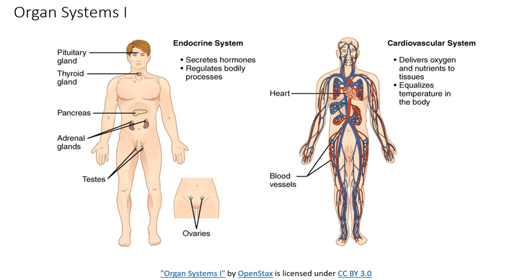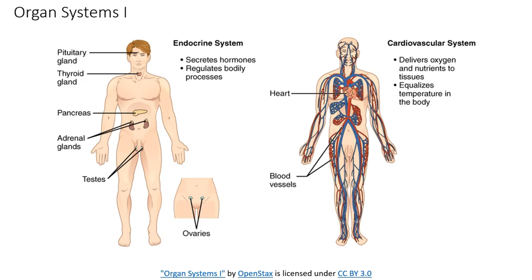So the pituitary gland, thyroid gland, pancreas, adrenal glands, testes, and ovaries, depending on genetic makeup, are all going to be part of the endocrine system. There are more parts of the endocrine system, but these are the big ones.